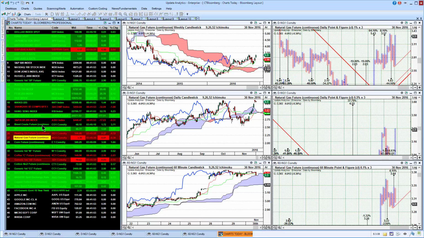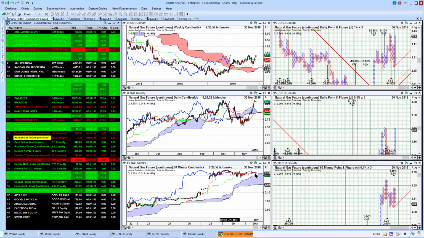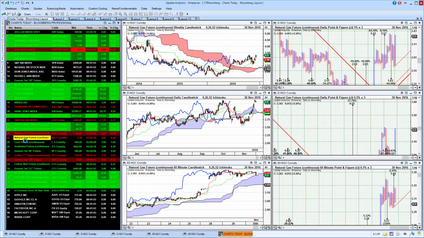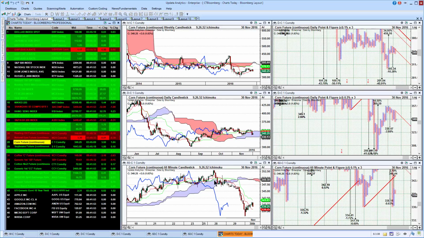So interesting there to see that. Keep an eye on these charts. We need to break above this sideways consolidation for it to run further. If we look at the corn future, that's up strongly this morning, up 1%, but bearish on the weekly, bearish on the 60-minute, and only just bullish on the daily. A mixed picture there as well.